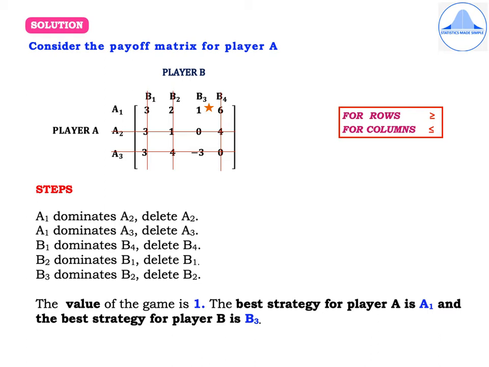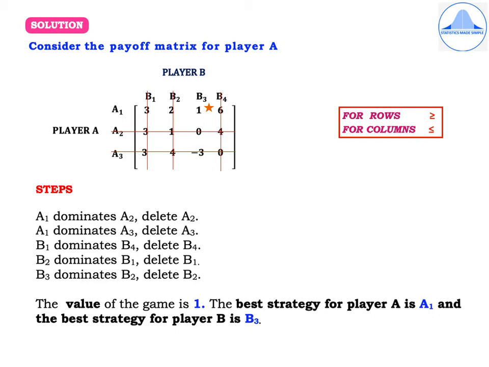Now compare A3 with A1. 3 is equal to 3, 4 is greater than 2, but minus 3 is not greater than 1. So A3 and A1 doesn't work out. So we have finished the row comparisons. Now let us do the column comparisons. So keep in mind that the rows A2 and A3 are deleted.